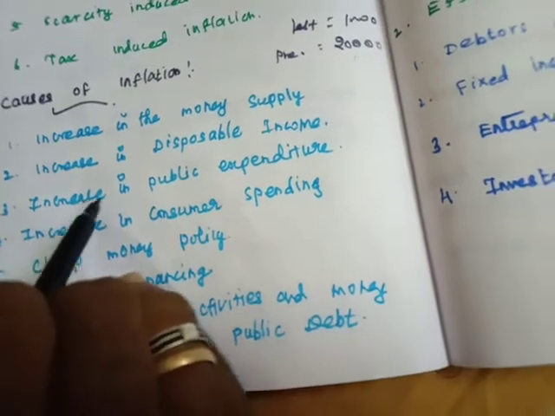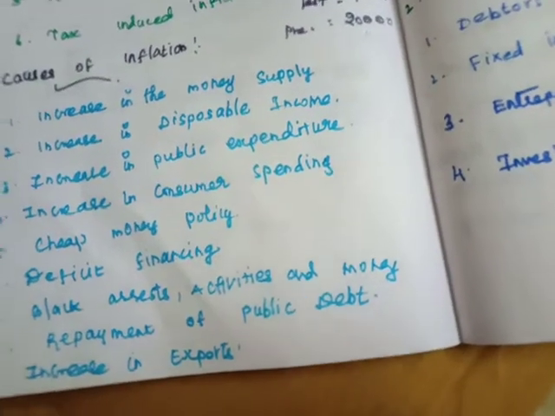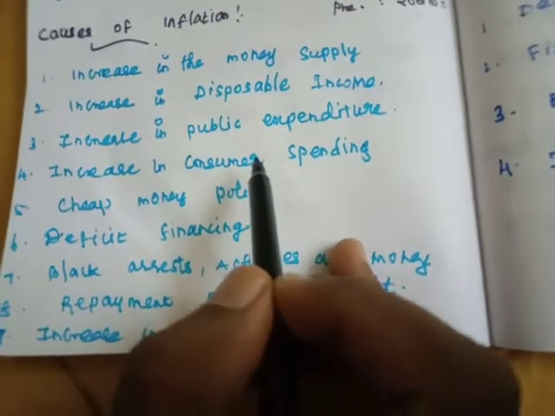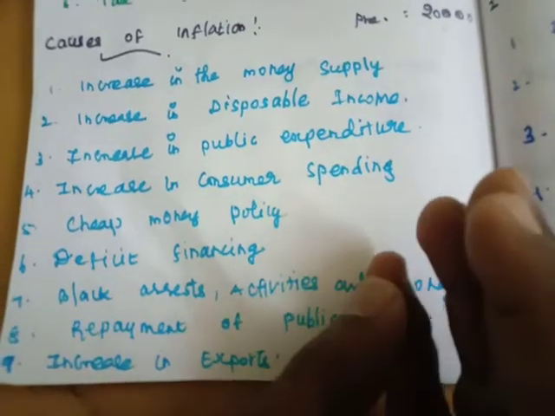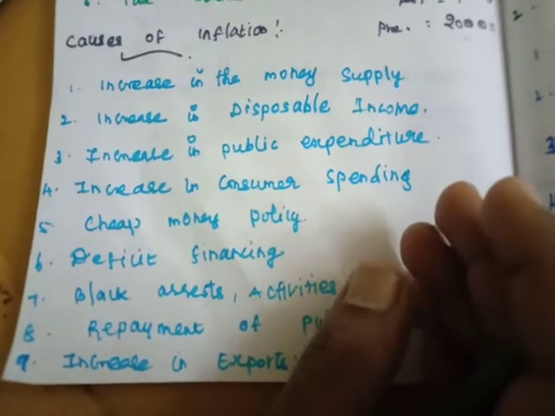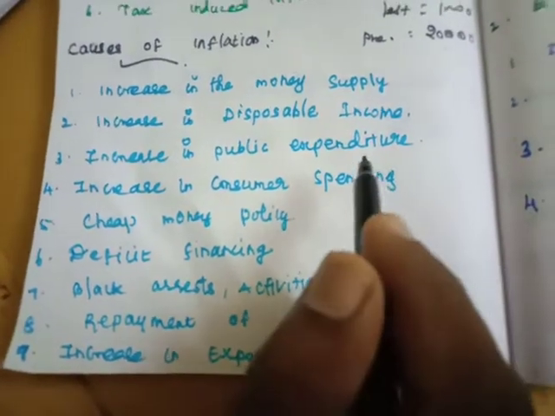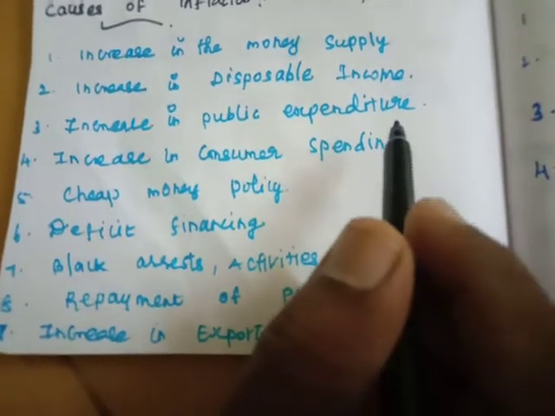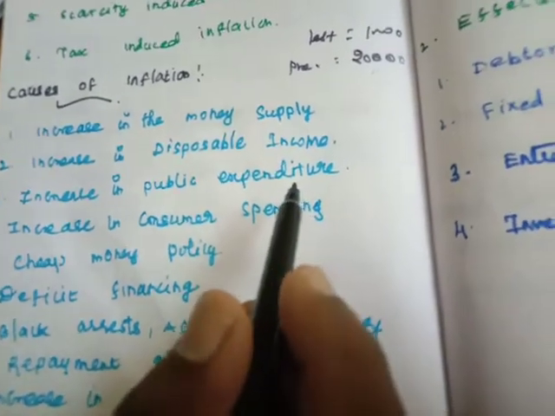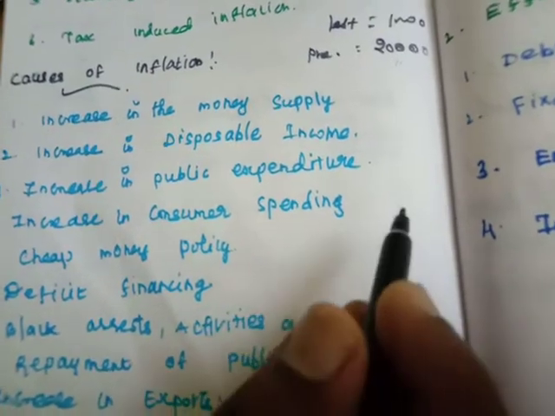And the third one is an increase in public expenditure. Government activities have been expanding due to development activities, for example the development of schools, colleges, hospitals, roads and communication facilities. Expanding due to development activities and social welfare programs also causes a price rise, because people will get employment opportunities.